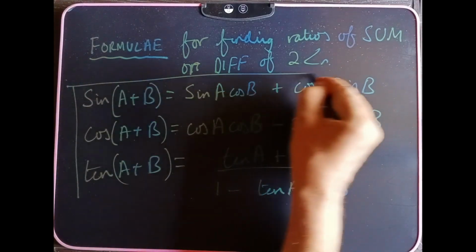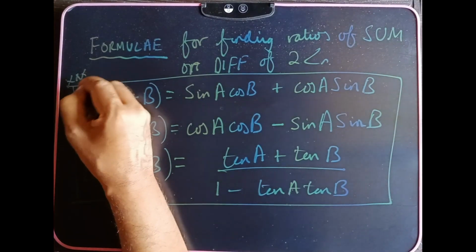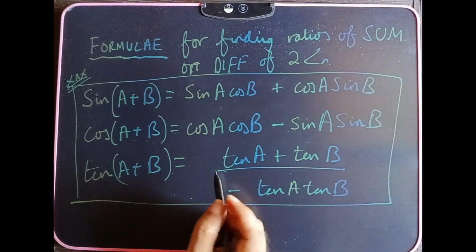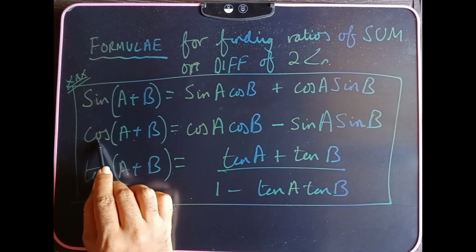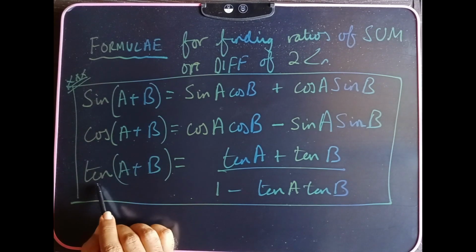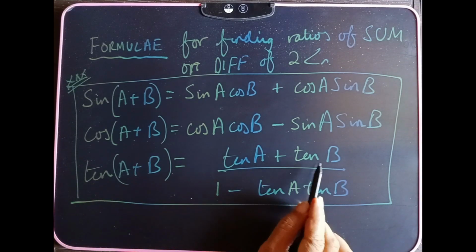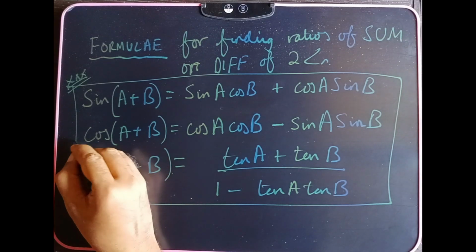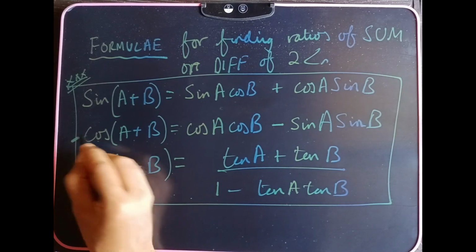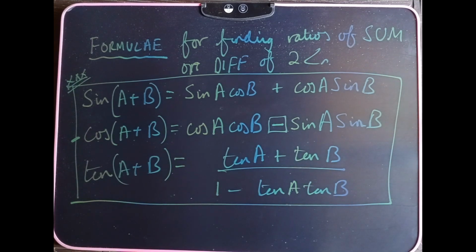These are the formulas you need to remember. So just try to memorize. Sine of a plus b, you will have sine and cos. For cos you will have first cos and then sine. For tan you will have tan a plus tan b divided by 1 minus tan a tan b. For cos you will have a minus sign associated, only for cos, in the center here.